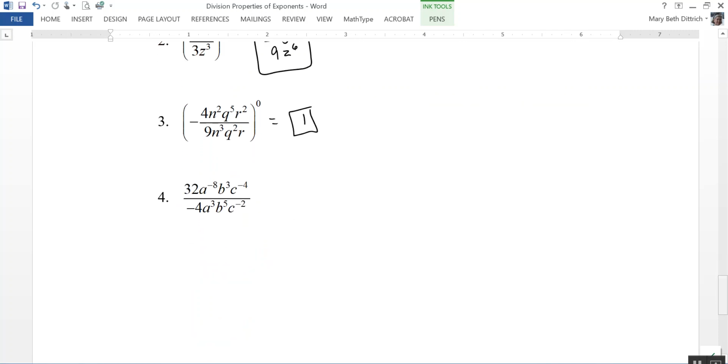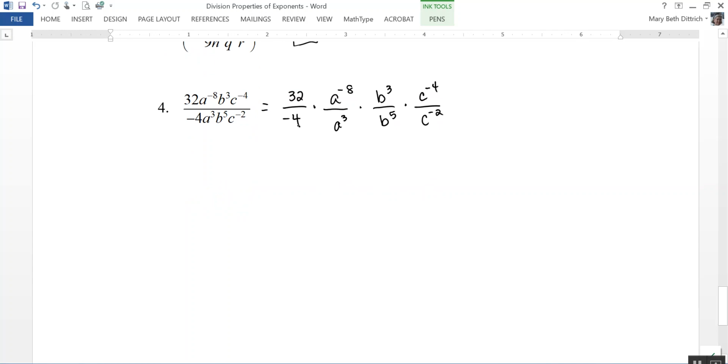And our last one, 32 a to the negative 8th, b to the 3rd, c to the negative 4th, divided by negative 4 a to the 3rd, b to the 5th, c to the negative 2. Simplify that. I'm going to rewrite that as 4 different problems. So 32 over negative 4 times a to the negative 8th over a to the 3rd times b to the 3rd over b to the 5th times c to the negative 4th over c to the negative 2. And I'm going to start by simplifying my fraction. 32 divided by negative 4 is negative 8.